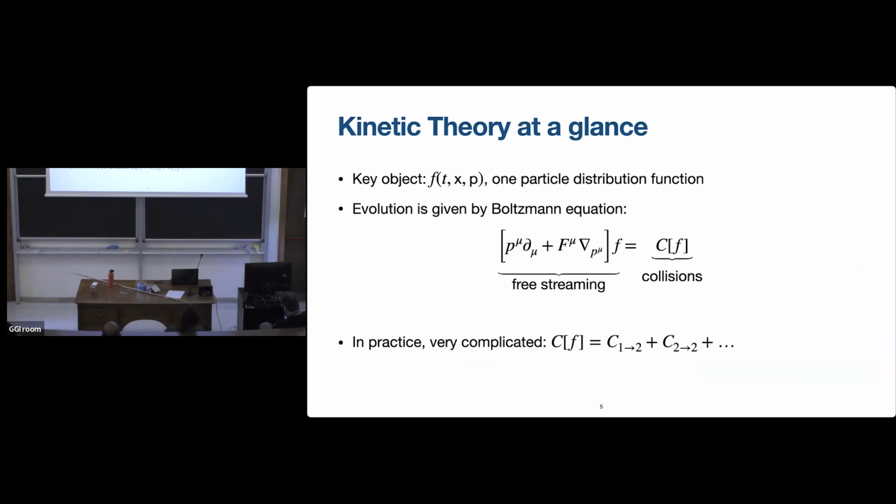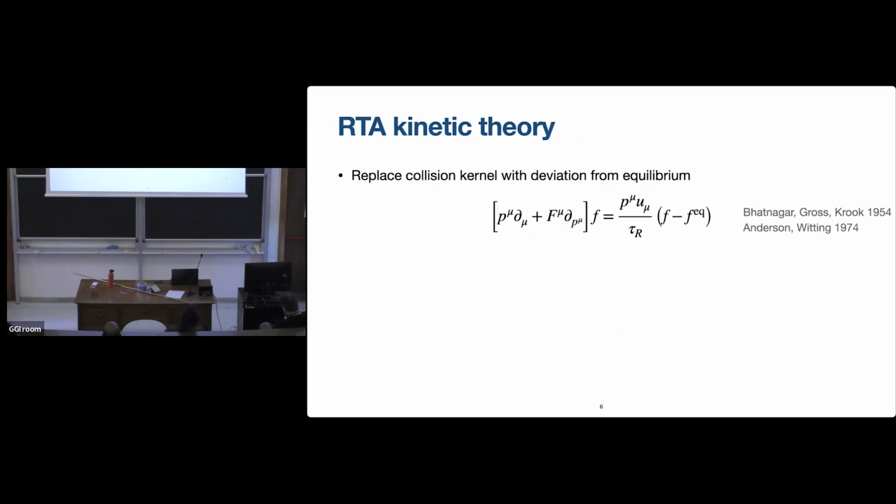And in practice, it's very complicated. So you can have 1 to 2 scattering, 2 to 2 scattering, all possible scatterings. You can have many species. I'll focus on one species of particles right now. Okay, so then the idea from this BGK approach and the Anderson-Whiting relativistic version is to replace this complicated collision kernel with this RTA equilibrium function.